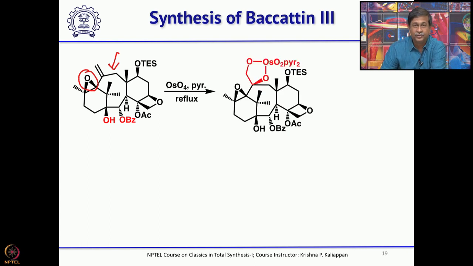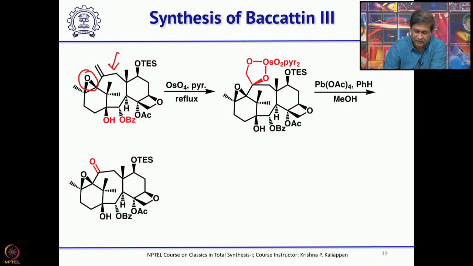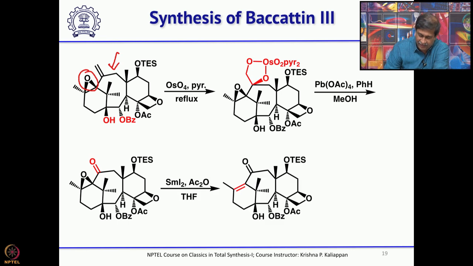Okay. So now what you do, you treat with osmium tetroxide followed by cleavage with lead tetraacetate. This is a standard method to get the ketone, double bond to ketone. Now if you treat with samarium iodide, a radical anion, followed by opening up this epoxide to get an aldol-like product, that upon treatment with acetic anhydride undergoes elimination, and you reintroduce the double bond in the A ring, at the same time what you got is the keto functional group.